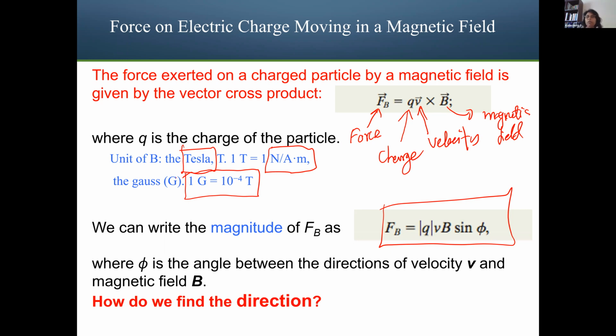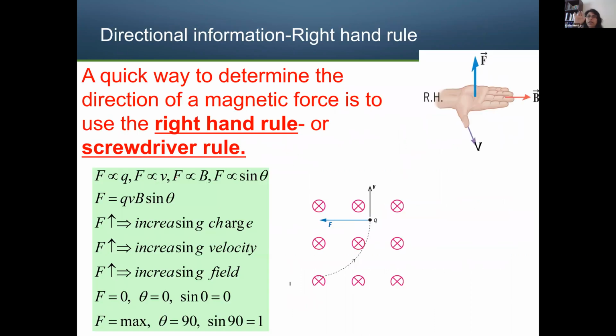Now we have discussed how to calculate the magnitude. You can plug in the values and calculate the magnetic force if you know the other quantities. But force is a vector. Now where does the direction come from? That's very important. We need to find the direction by using the right hand rule.